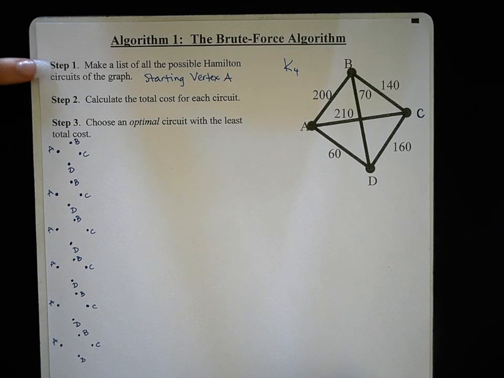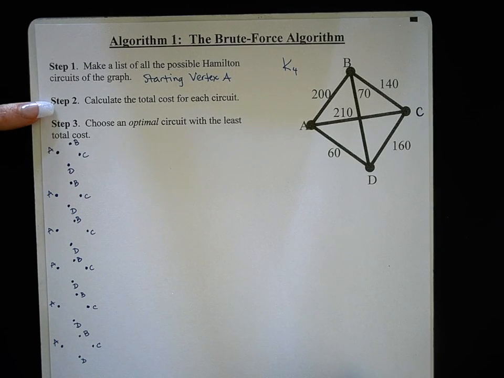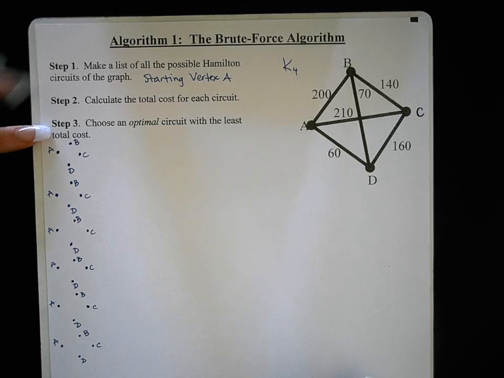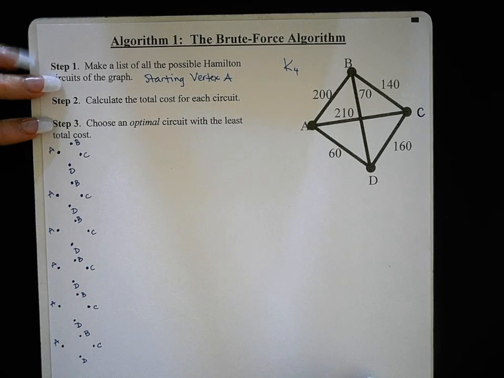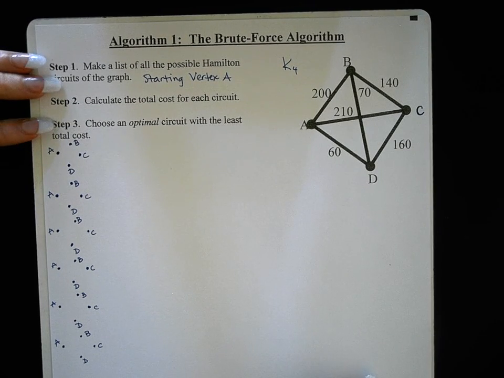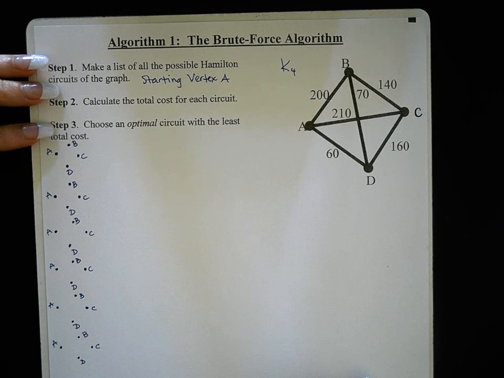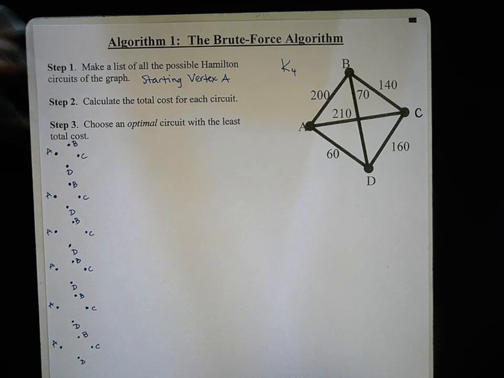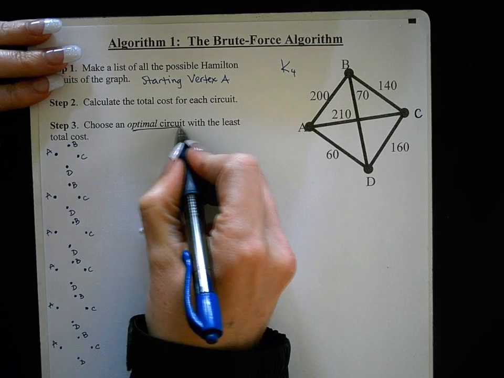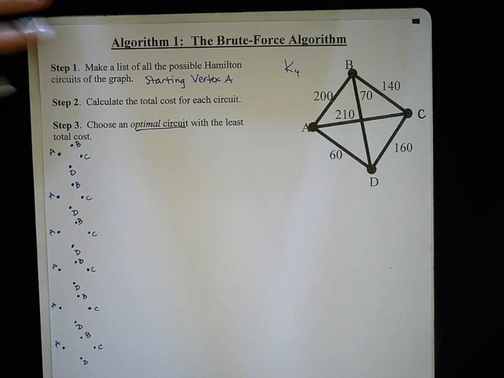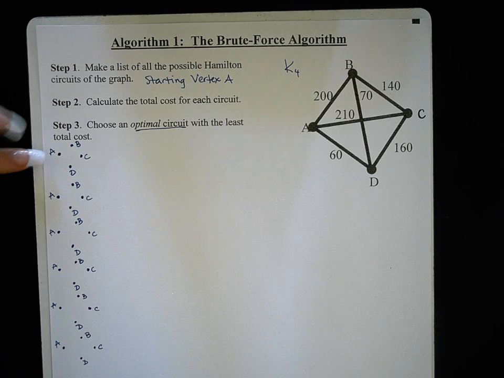So first step, make a list of all the possible Hamilton circuits of the graph. The second step is to calculate the total cost for each circuit. And then the last step is to choose an optimal circuit with the least amount of cost. Since every single Hamilton circuit is possible, we can come up with the optimal circuit. So that's what we're going to be looking for. So let's just go ahead and get started with this brute force algorithm.